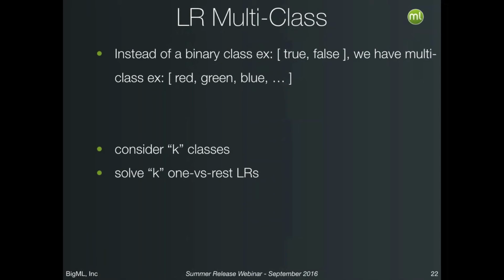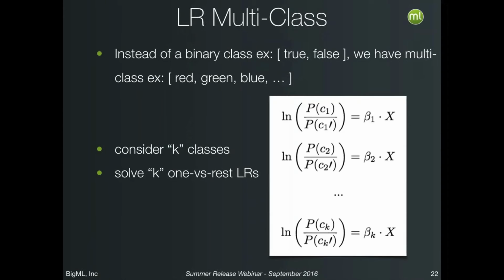What we're going to do is solve K one versus rest logistic regressions. So we're just going to solve logistic regression K times, each time for one class versus all the rest. In the red, green, blue example, we would solve a logistic regression for red and not red. That's a binary outcome. Then we would solve another one for green and not green, and another for blue and not blue. So with those three classes, we would end up with three logistic regressions. Each one is a binary outcome, and now we can combine them together. That's the basic idea: if we have K classes, we do this K times.